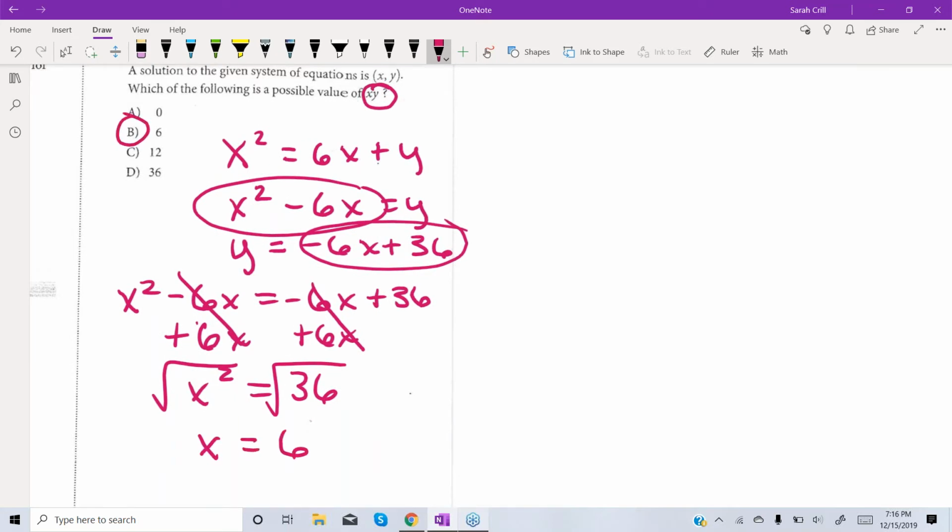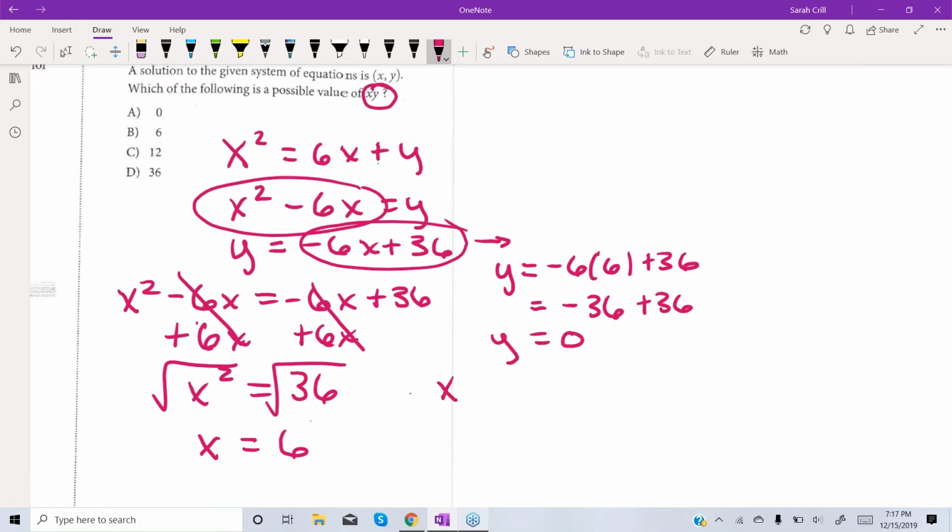Okay, pick 6. No, we can't do that, right? Because that's not what they're asking us for. So now we actually need to find y. This equation would probably be the easiest to find y. So we're going to plug in 6 for x. y equals negative 6 times 6 plus 36. y equals negative 36 plus 36. Okay, so y equals 0. Now we're going to do x times y. Well, 6 times 0 is just 0. So the answer is 0.